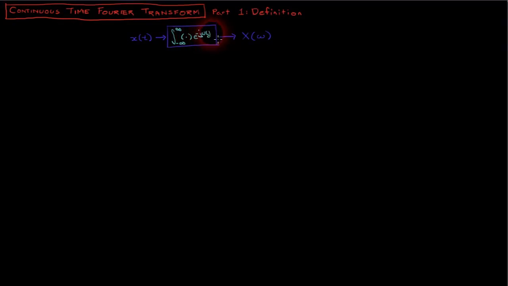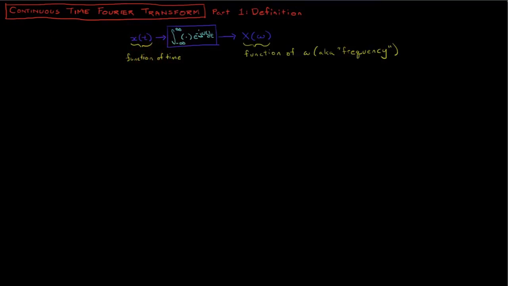x of t and capital X of omega both describe the exact same function, but with a different basis. This is why we label the input and output of the CTFT with the same variable. We just use upper and lower case of the variable to help distinguish them.